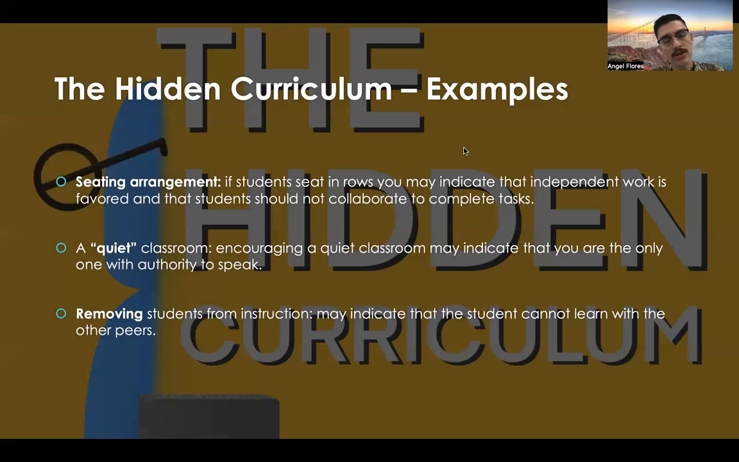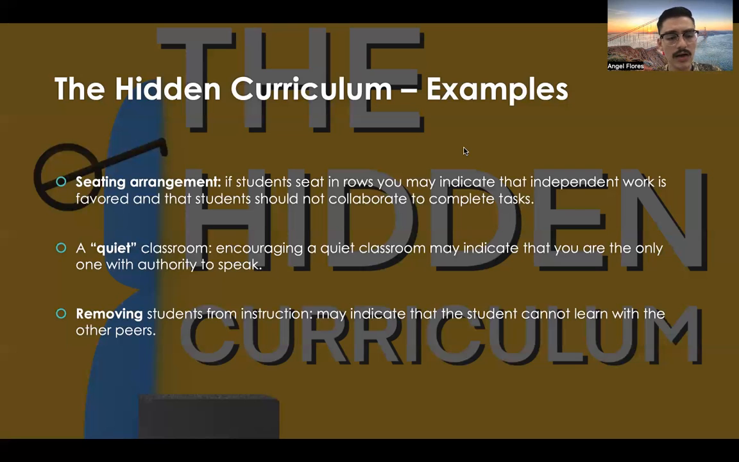Another way we can change this is by grouping our desks in groups and systematically grouping students so that they are able to collaborate in classroom tasks, classroom assignments. Of course, we can get into the debate of whether or not we are providing authentic learning experiences to our students through collaborative learning, but that's a topic for a different video.